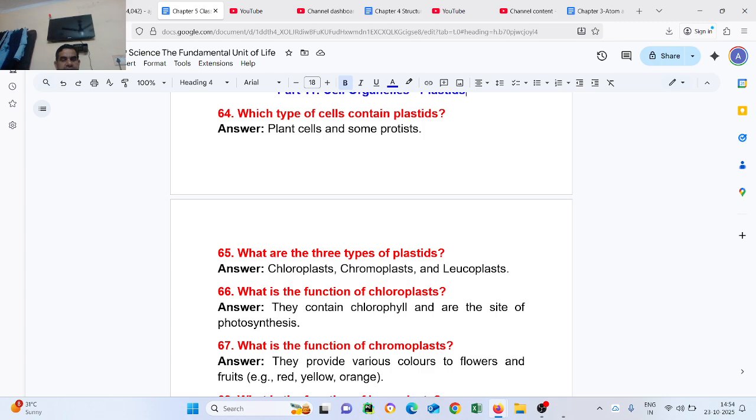Question number 66. What is the function of chloroplast? They contain chlorophyll and are the site of photosynthesis.